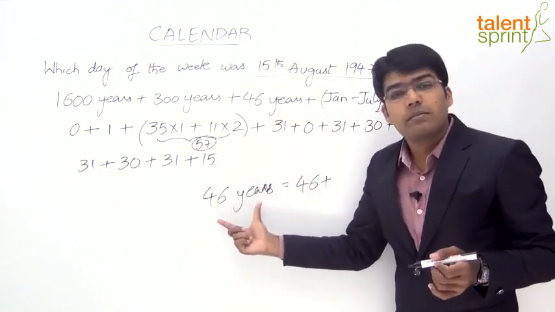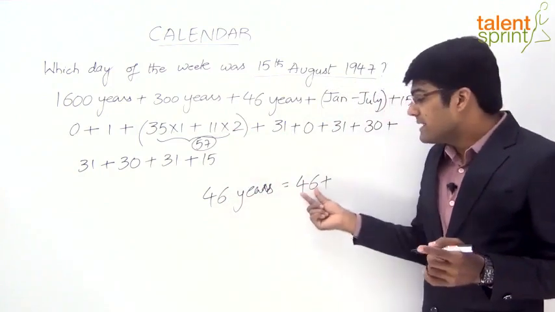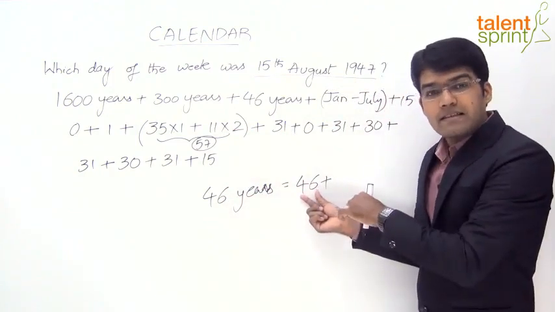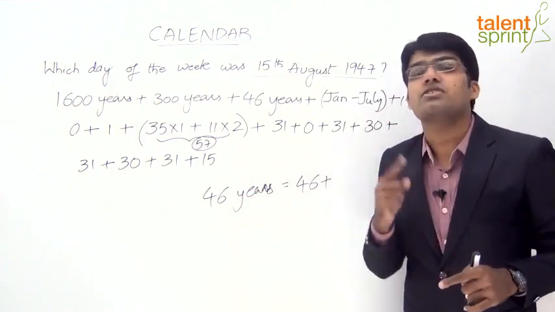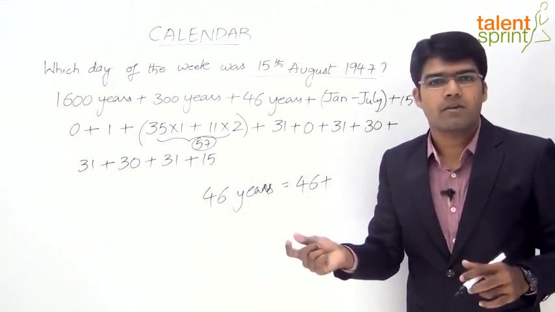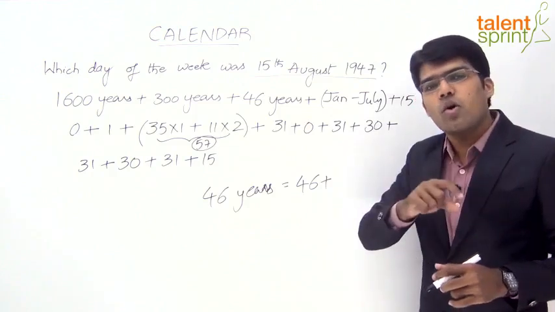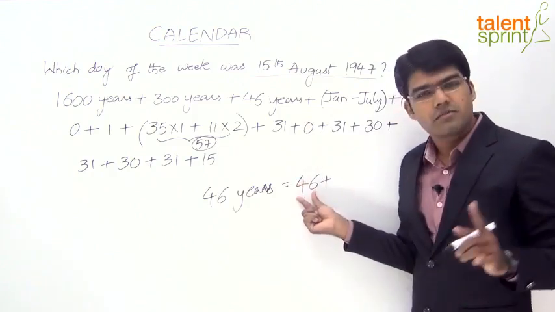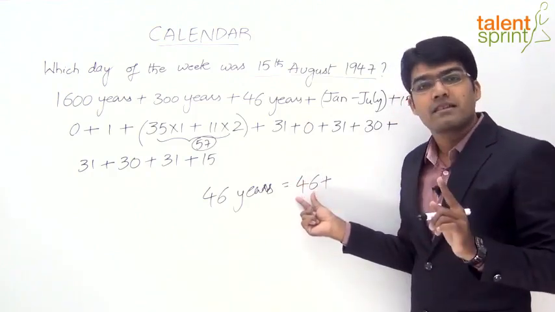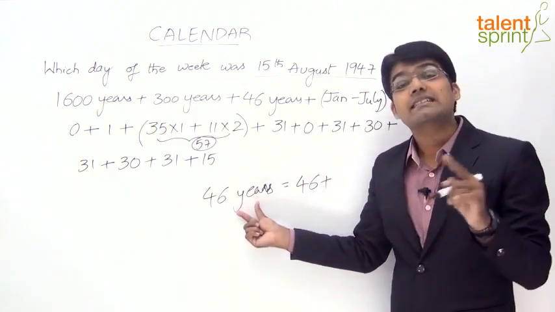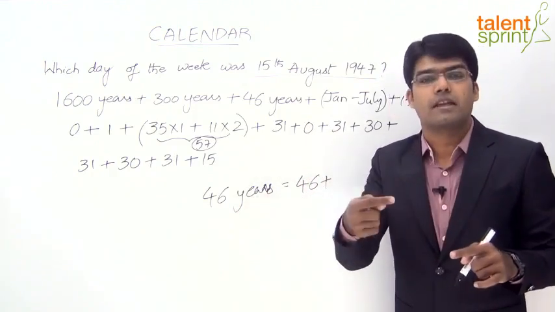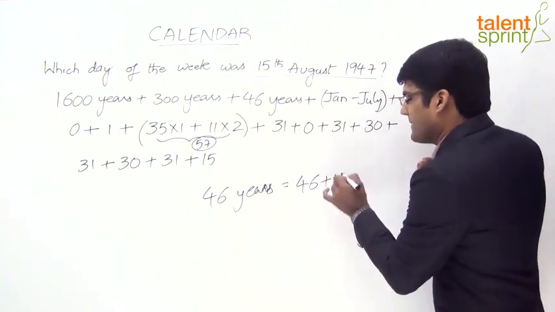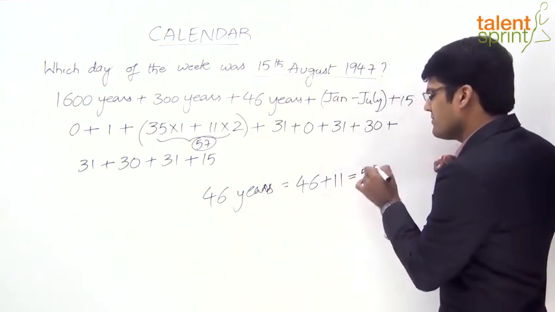Now in these 11 leap years, we have already considered 1 odd day in 46. Each leap year will have 1 additional odd day, right? Ordinary year 1 odd day, leap year 2 odd days. So for all these 46 years we have taken 46, which means for every year 1 odd day has been considered. Now there are 11 leap years. In these 11 leap years there will be one additional odd day, right? So we'll say plus 11. 46 plus 11 is equal to 57.